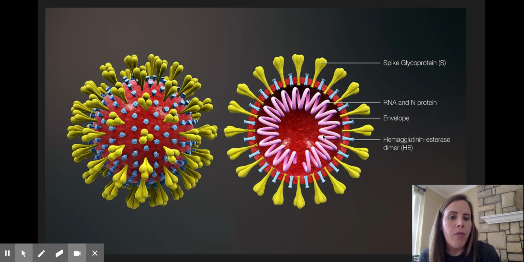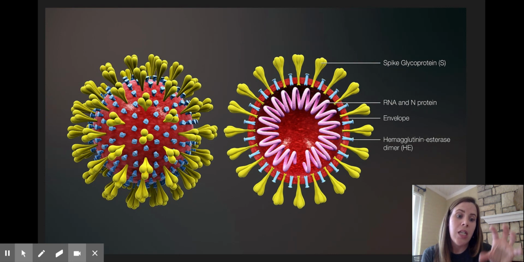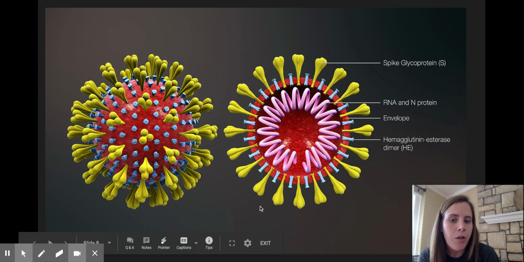In here we have the RNA. It's coiled up. RNA, we know, is a single strand, but it still coils in the same way that DNA coils. It's just a single helix instead of a double helix. Here, these little HE dimers, those just help the S proteins attach to the host cell and then break in. And then the envelope is colored red in this picture.